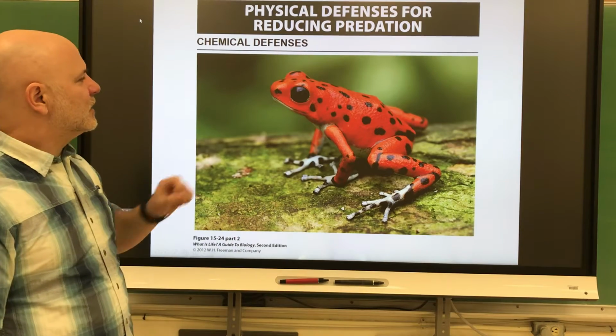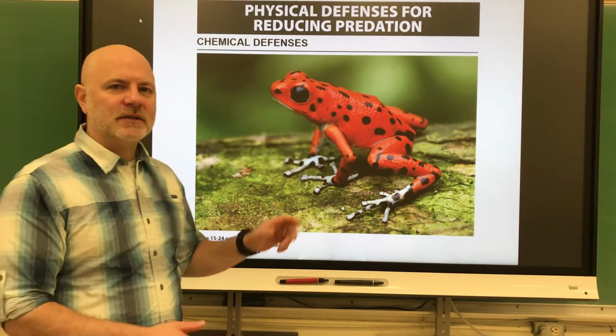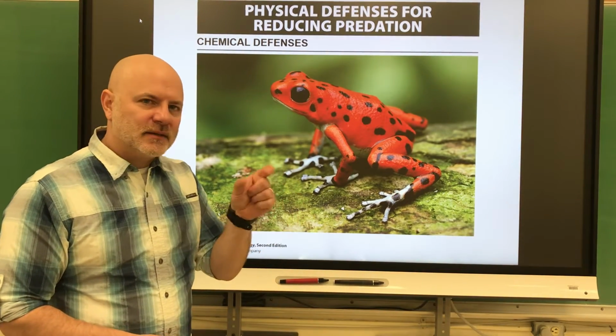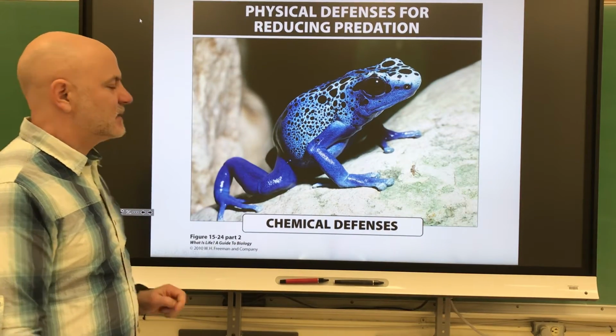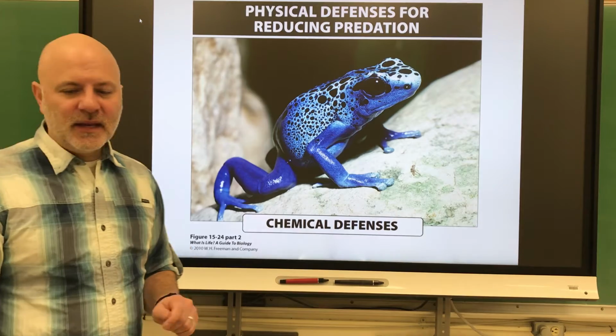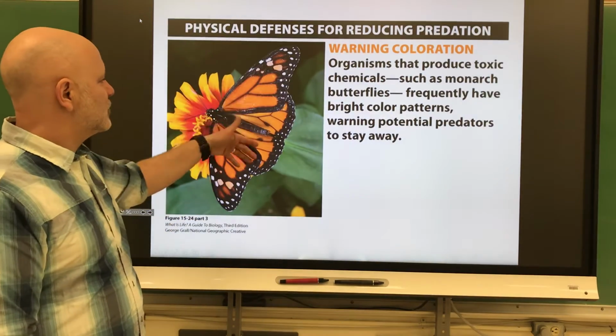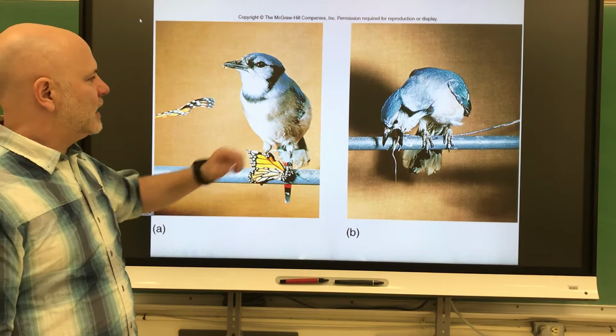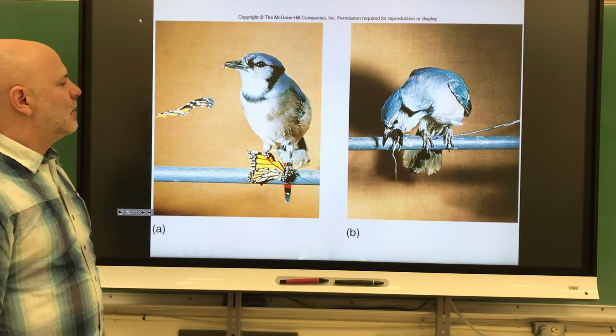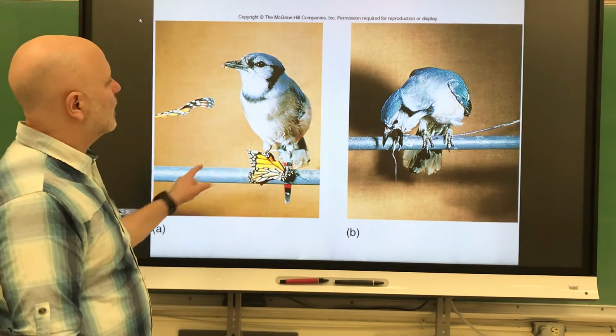All right, so here's just another poison dart frog. I love these little guys. They're mostly little tiny guys, like this big. They're pretty cute and deadly at the same time. Next is cryptic coloration. So here's showing that warning coloration once again with the monarch. Here's showing a blue jay throwing up from eating a monarch.